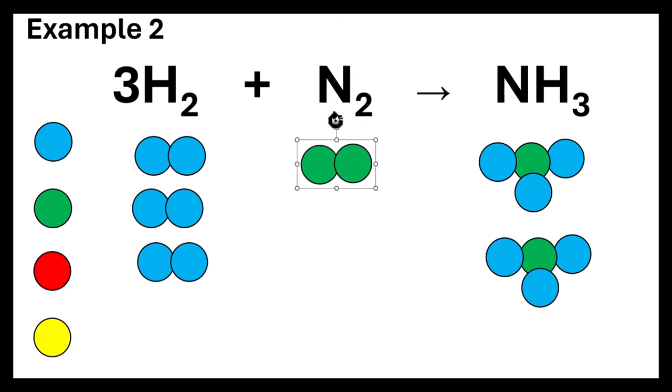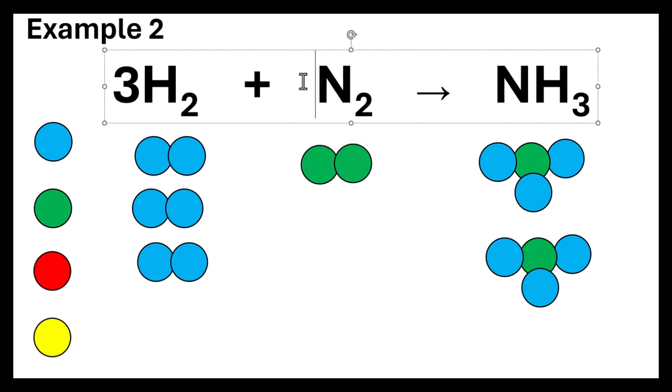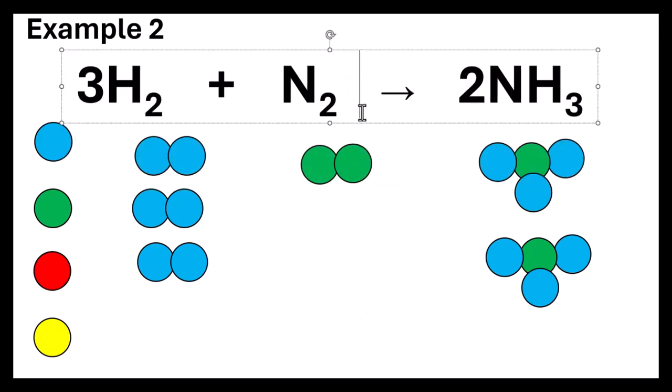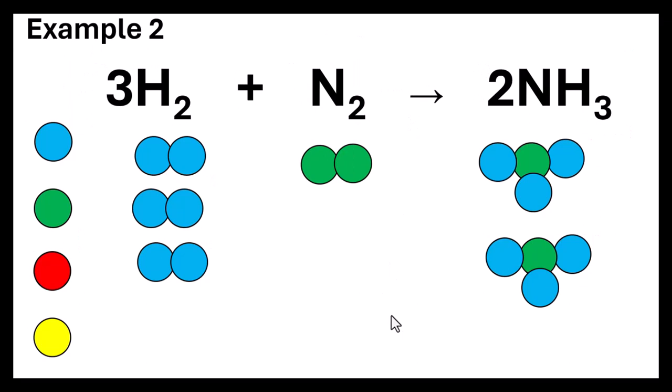Sometimes when you do answers, like on the balancing practice, you can put a 1 if you want to. And then over here, I can see that I have 2 of these. Okay, and then we'll do another example.